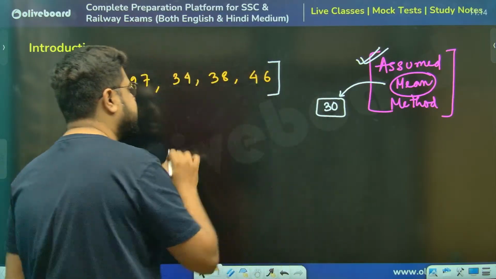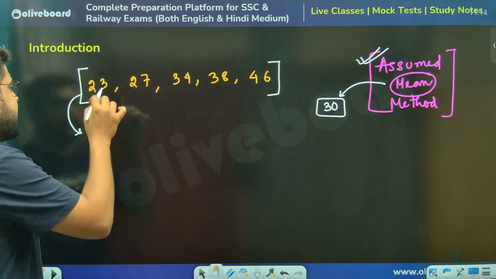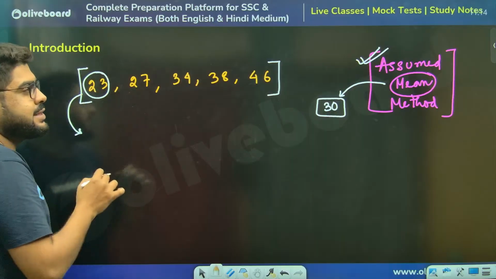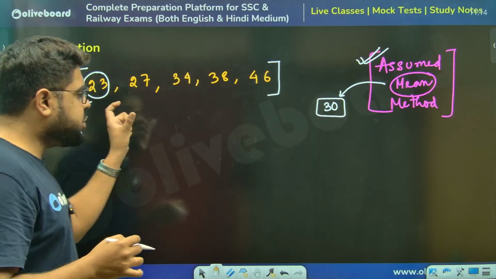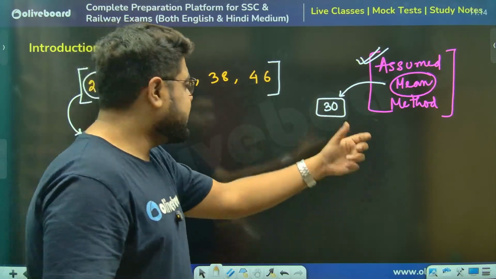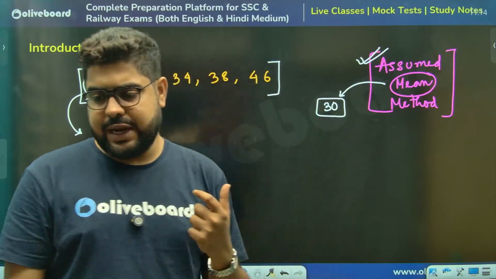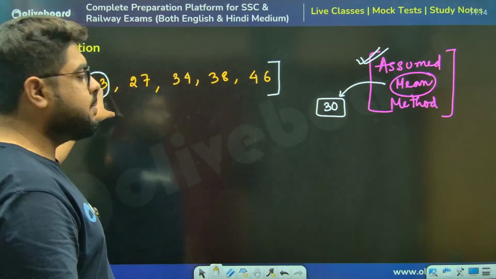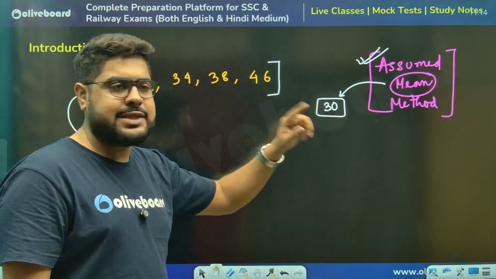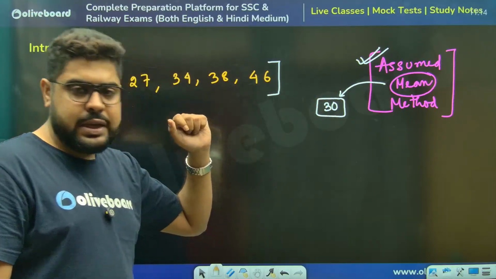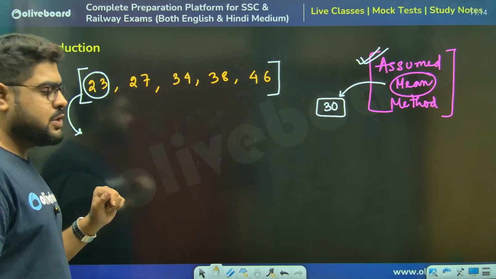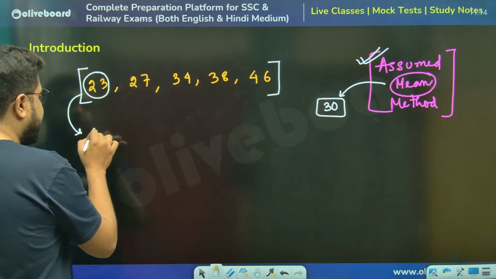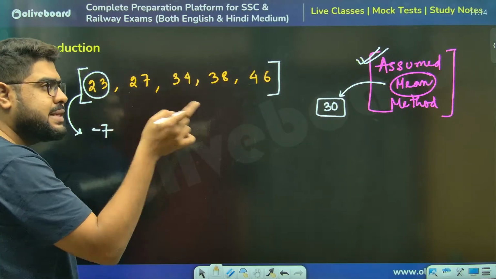Okay, you see what happens. Sir, first I'm going to ask you a few questions. 23 is how much more or how much less than your assumed average 30? Tell me, sir. This 23 here, the first number, is how much more or less than your assumed average 30, sir? It is 7 less. So less means I'll do minus 7. Less, minus means it is less.